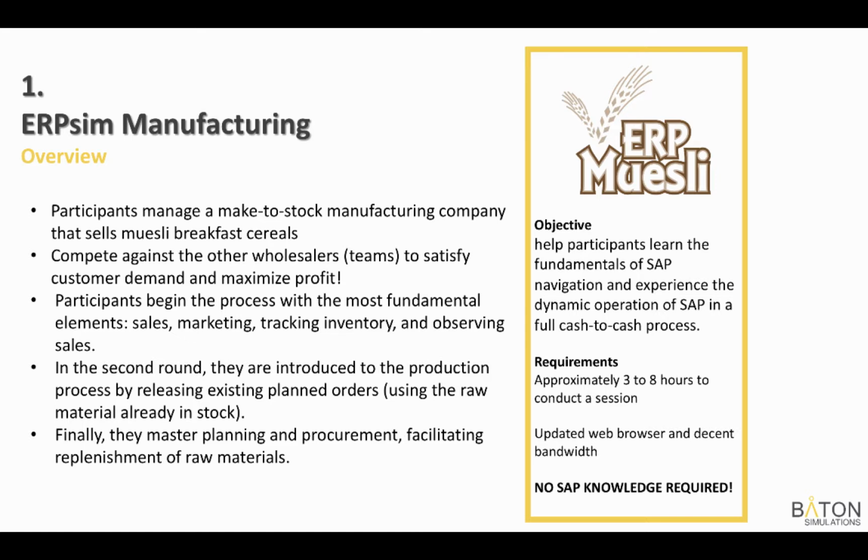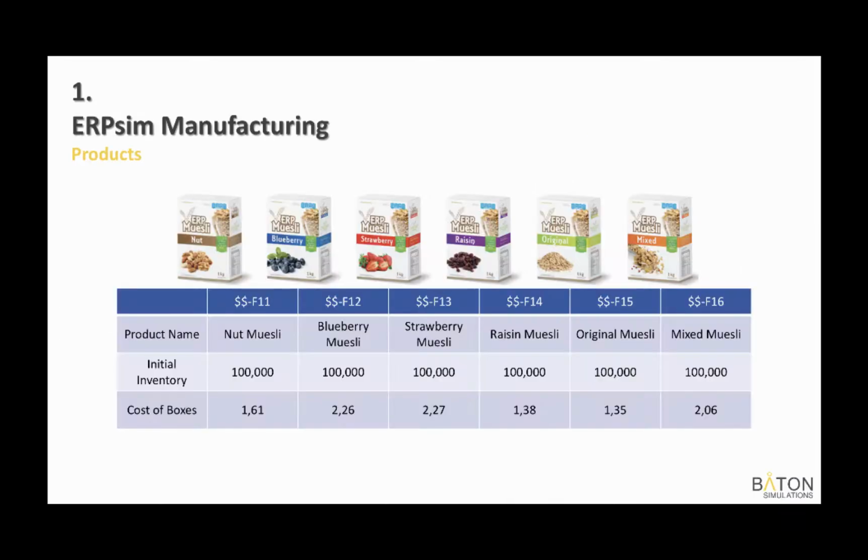In Manufacturing Introduction, your participants sell 6 different muesli varieties in 1 kilogram boxes: nut, blueberry, strawberry, raisin, original, and mixed fruit. All finished goods are 1 kilogram, and each finished product requires 1 large box and 1 large bag. Your food raw materials are wheat, oats, nuts, raisins, strawberries, and blueberries.